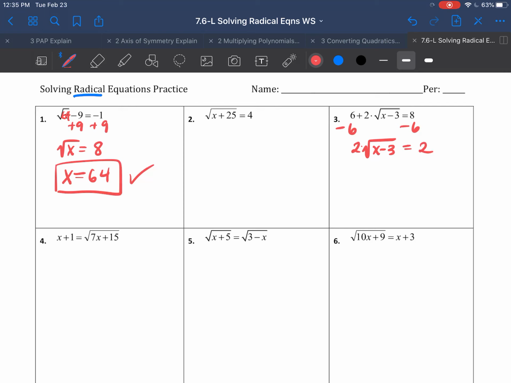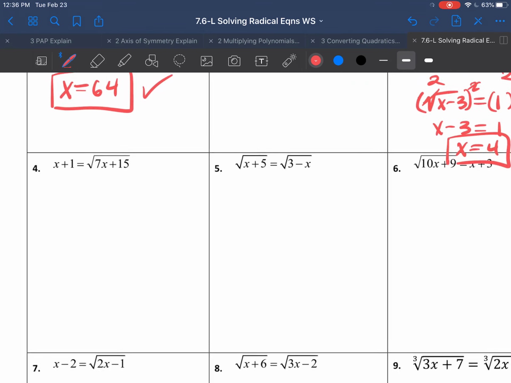Next we still have to isolate the radical by dividing by 2. Now to get rid of this square root, we square both sides. 1 squared is just 1. Then add 3 to both sides and you get 4. You can plug 4 in right here. You end up getting a 1 from this radical, times 2 is 2, plus the 6 would give you 8. So that one works. Okay, moving on to number 4.